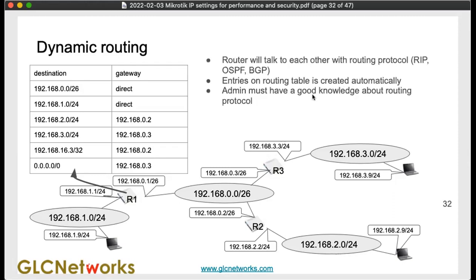And then we have dynamic routing. We don't have to put the routing entries in manually one by one. We just fire up routing protocols like RIP, OSPF, or BGP, and they will exchange the routing tables and set up the routing automatically. Yeah, which is what we are using on the internet.